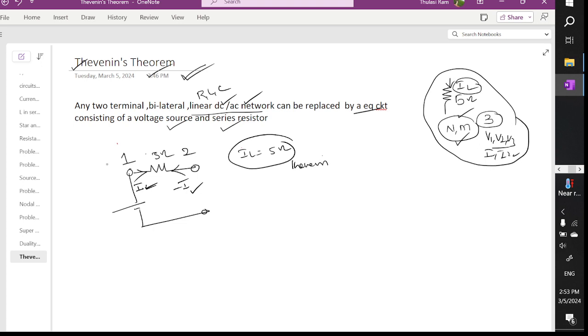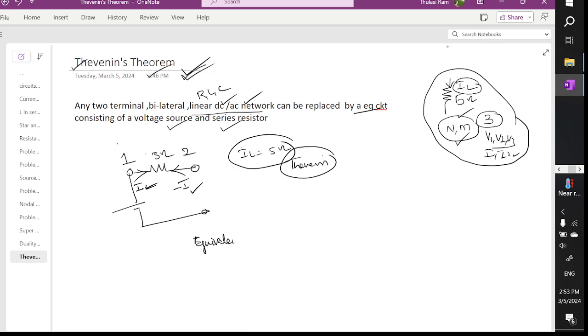The purpose of Thevenin's theorem is that a complex network, which may have more than 5 nodal equations and is very tough to do by calculator, can be solved in the simplest method. We can find the current across any branch by using Thevenin's theorem. So the equivalent circuit of Thevenin's theorem is like this.